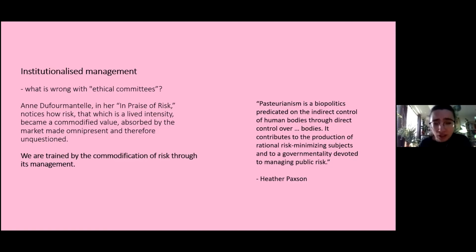We are trained by the commodification of risk through its management. And here I would also like to remind that a lot of scholars were already talking, within the biopolitical understanding of our bodies, about risk management, and how it influences and shapes not only particular decision making within the institution, but actually our lives. Here I'm referring to Heather Paxson's notion of post-Pasteurianism. A quote from her: it's a biopolitics predicated on the indirect control of human bodies through direct control over microbes. It contributes to the production of rational, risk-minimizing subjects, and to a governmentality devoted to managing public risks.